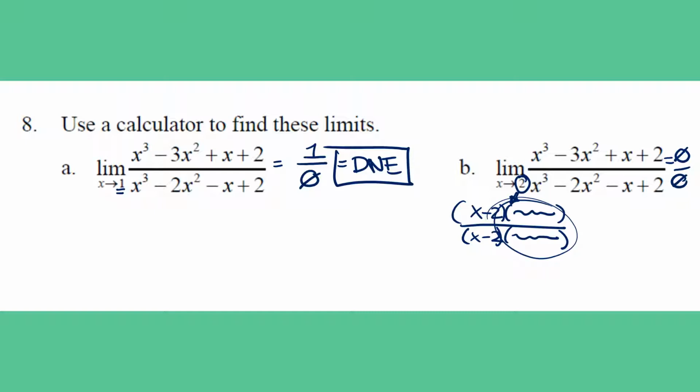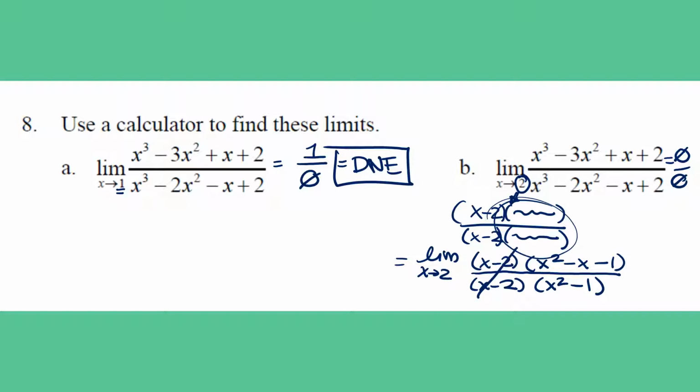Okay, so when we factor out that big cubic, it actually ends up being the limit as x approaches 2 of x minus 2 times x squared minus x minus 1, over x minus 2 times x squared minus 1. Now that we factor those out, we can cancel them out and re-plug in. All right, in this top here, we get 4 minus 3, so there's 1. And in the bottom, we're going to end up with 3. So 1/3 or 0.333, whatever floats your boat.